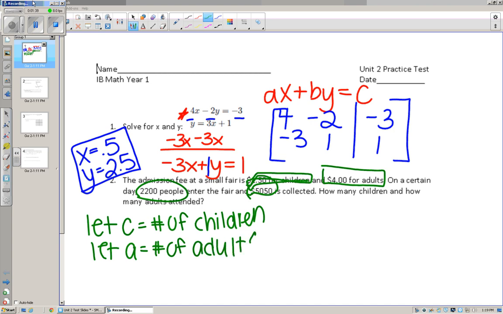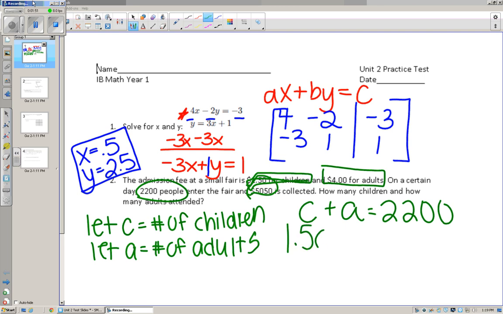So we know that in total there were 2,200 people there. So however many people were children plus however many people were adults gives us a total number of 2,200 people. Then there's the money aspect. It was $1.50 per child plus $4 for an adult, and they raised a total of $5,050. Same thing goes here. It's a system of equations.